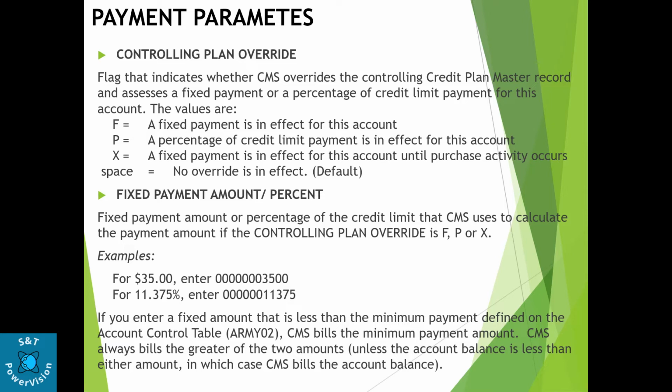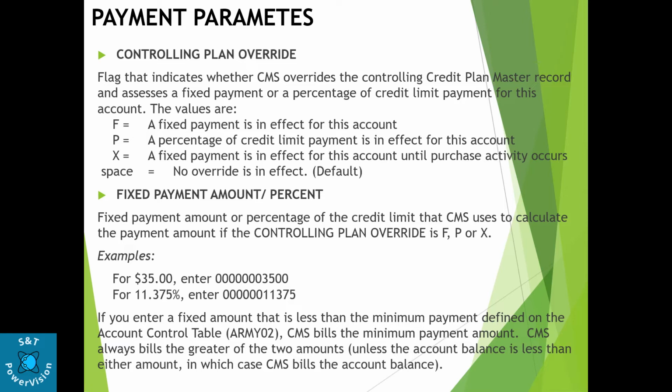Fixed payment amount percentage is the fixed payment amount or percentage of the credit limit that CMS uses to calculate the payment amount if the controlling plan override is F, P or X. For example, if you want to give 35.00, it should be 35 followed by 20. For 11.375, we have to give 11.375.